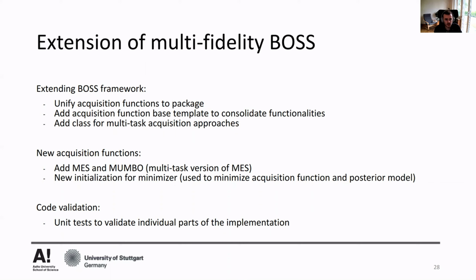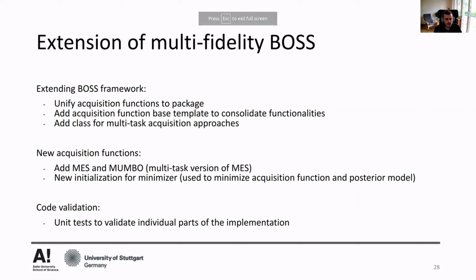Since I also work with multitask strategies, and since I had to implement many different strategies, I added another class which handled this scenario, to keep multitask approaches separate from, I would say, the core library, which also increases the maintainability of the overall library. And after adding these classes, I also added new acquisition functions from the entropy search family to BOSS.